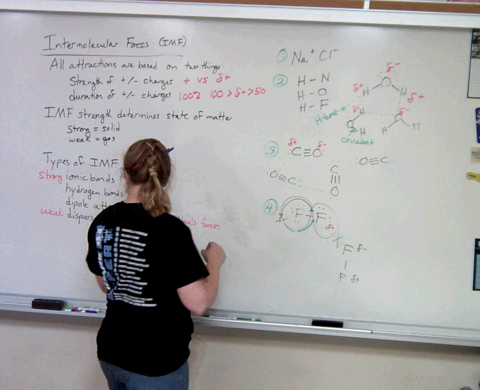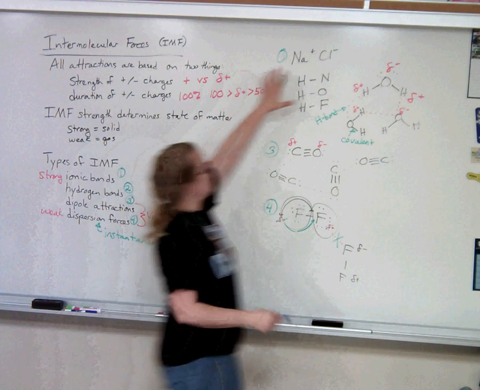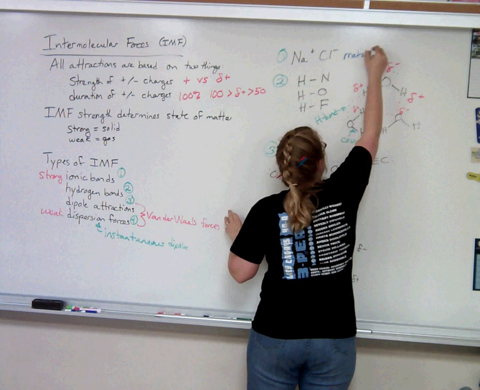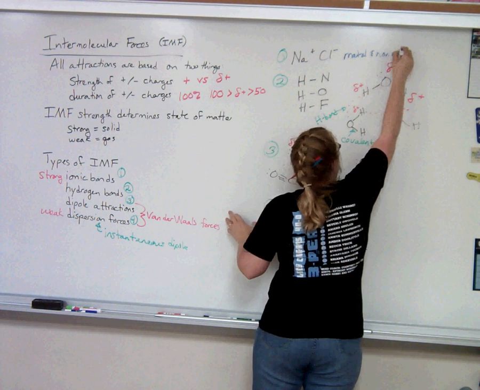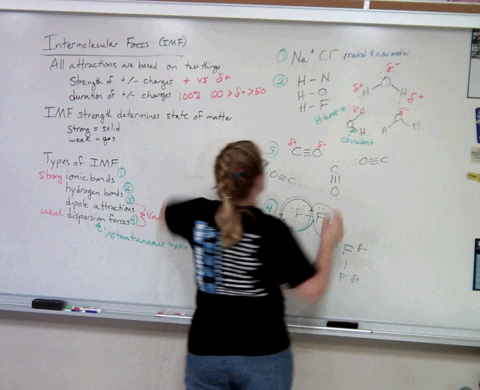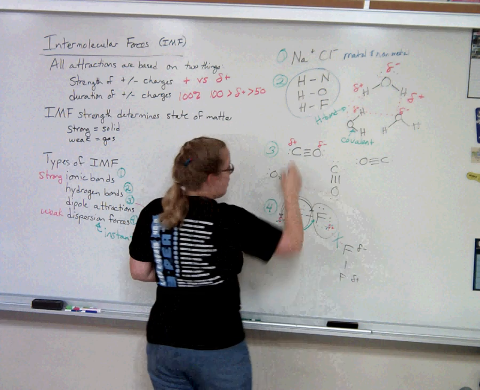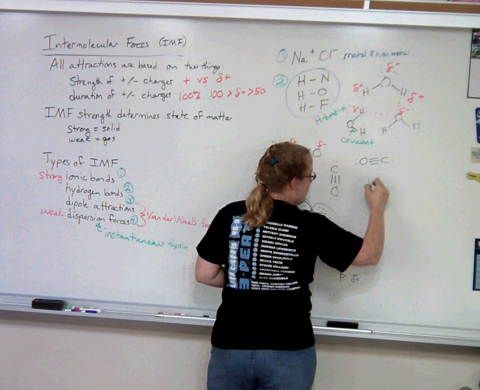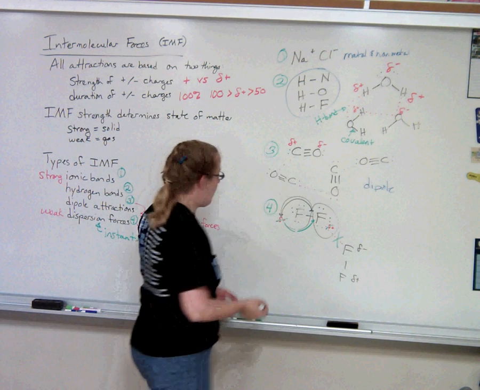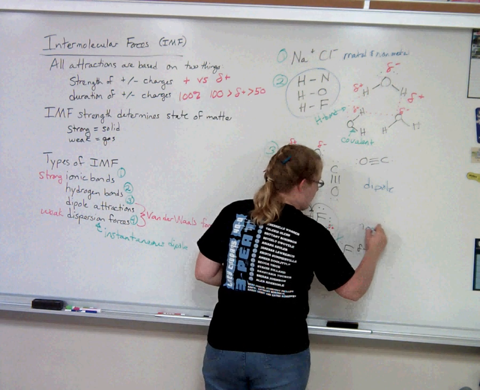Now, let's just go back. Ionic bonds happen when you have metals and nonmetals, meaning you have ionic compounds. Hydrogen bonds happen when you have hydrogen bonded to nitrogen, oxygen, or fluorine. Dipole attractions happen when you have dipole molecules, which is why we spent last class figuring out whether the molecule is going to be a dipole or not. And instantaneous dipoles, or dispersion forces, happen on non-polar molecules.